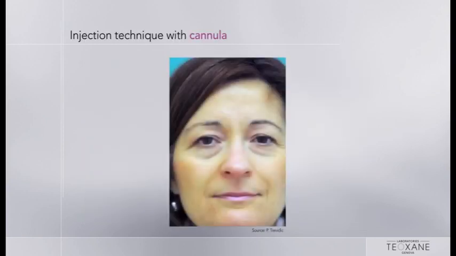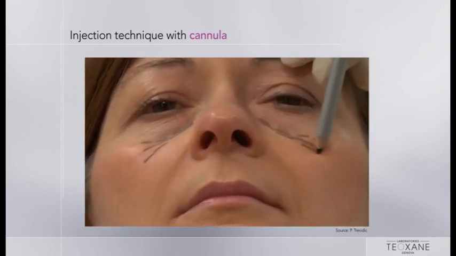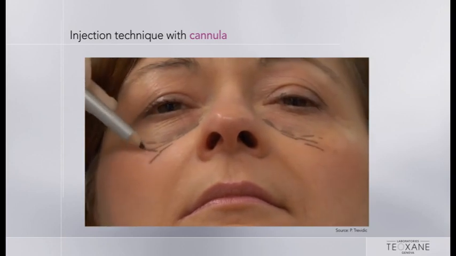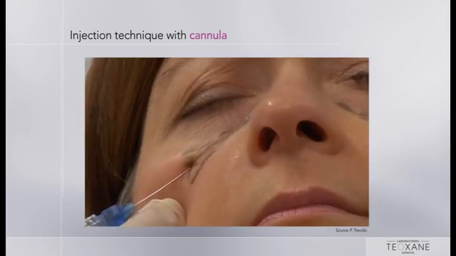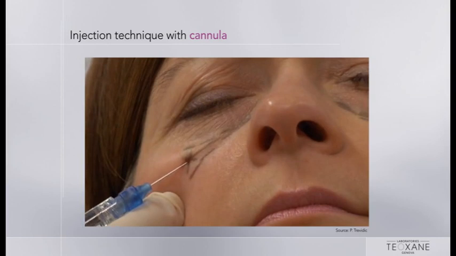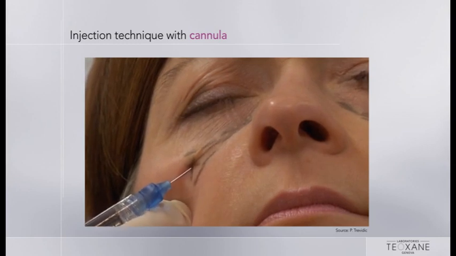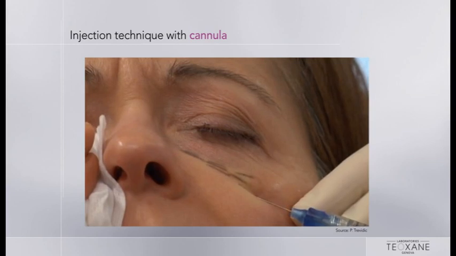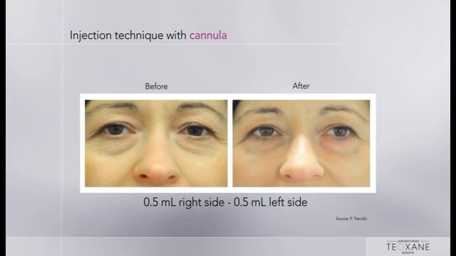In this last case, where we will inject Redensity 2 using a cannula, we can see that the tear trough is very marked. This is why the injection will not only be done in the tear trough, but also below it, to restore continuity between the eyelid and the cheek. The technique remains the same. The injected product Redensity 2 achieves the results you see before and after.